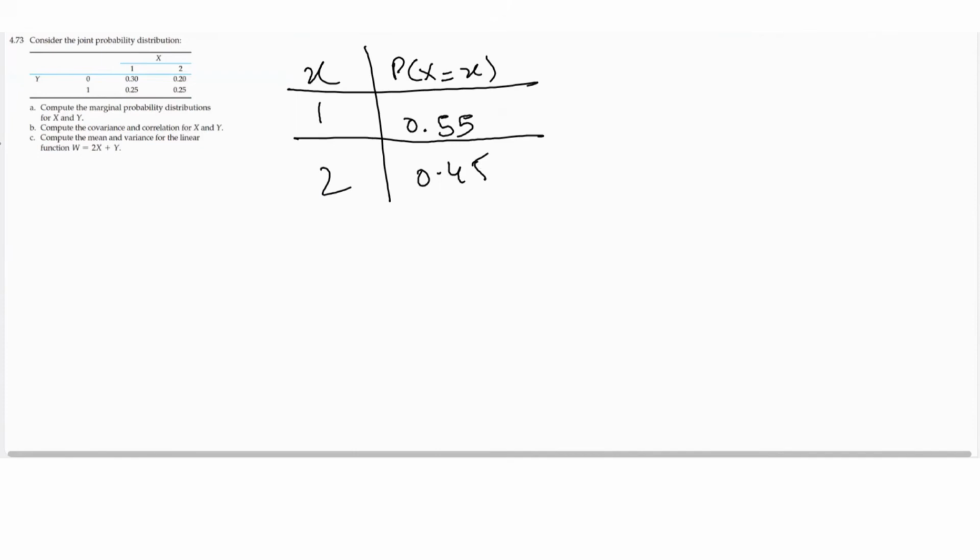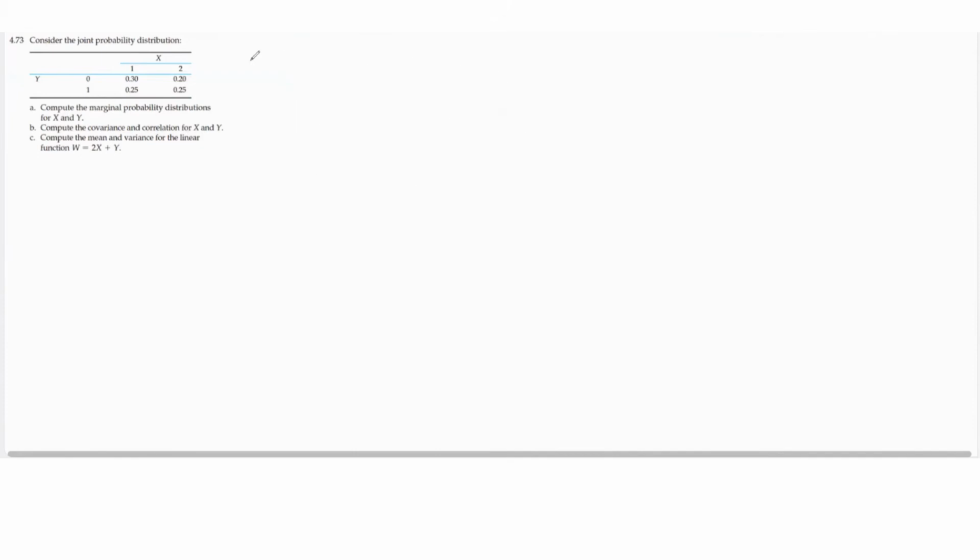Right, so now let's find the marginal PMF of y. It's going to be very similar to x for the marginal, but the focus is now going to be on y. So we know y takes two values, 0 and 1. We want to find the probability of each value.